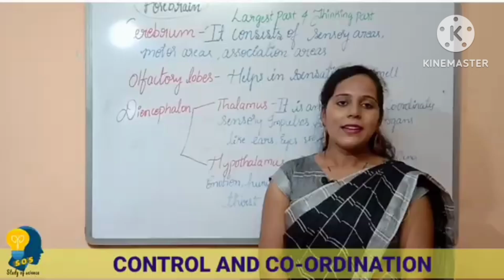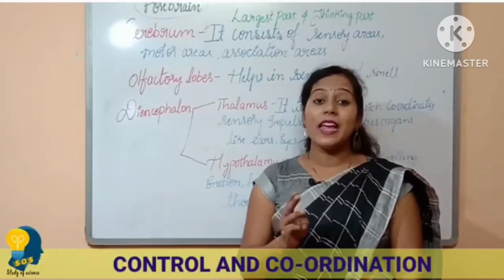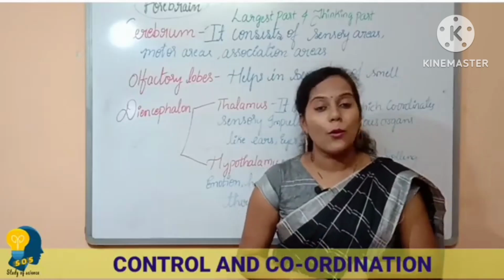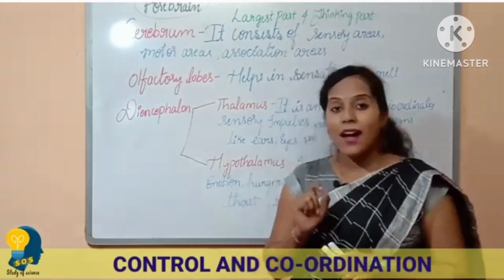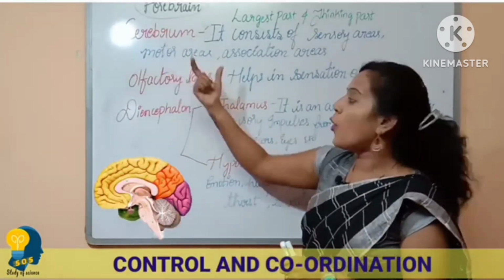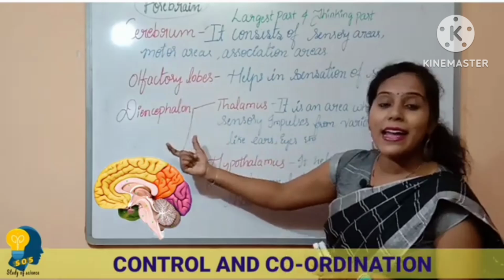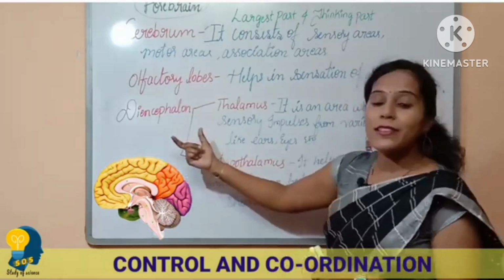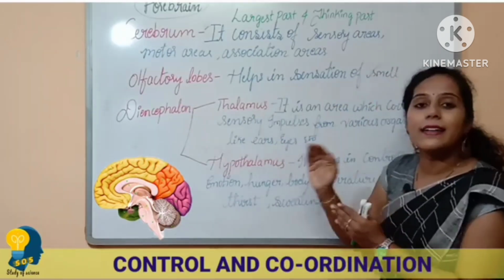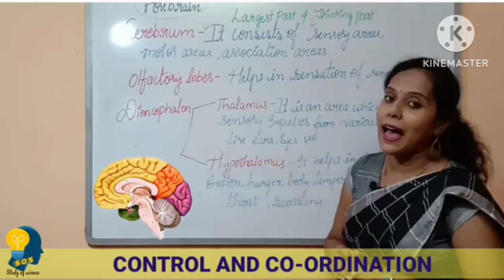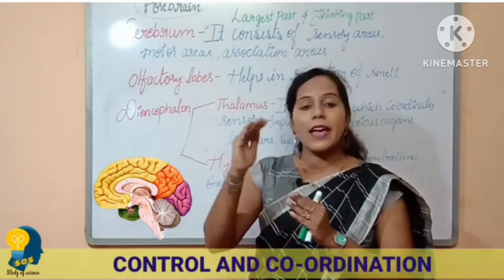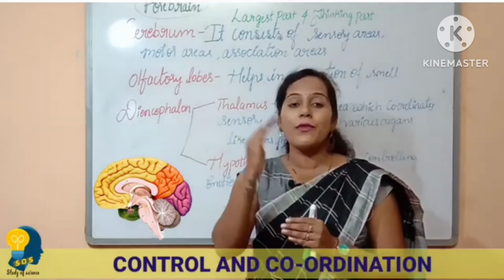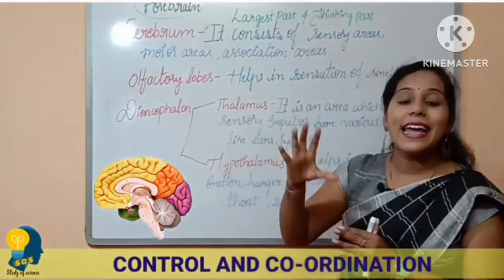Okay. So we are talking about the 3 main parts of the forebrain now. The 3 main parts are the cerebrum, olfactory lobes and the diencephalon. The diencephalon consists of thalamus as well as the hypothalamus. So now let us understand this in detail. What is cerebrum? What is the function of cerebrum? What is the function of olfactory lobes as well as the diencephalon?